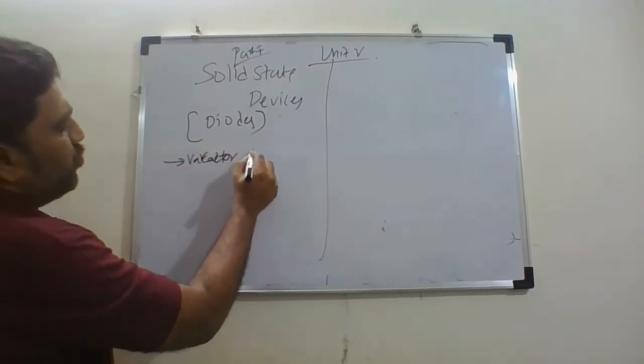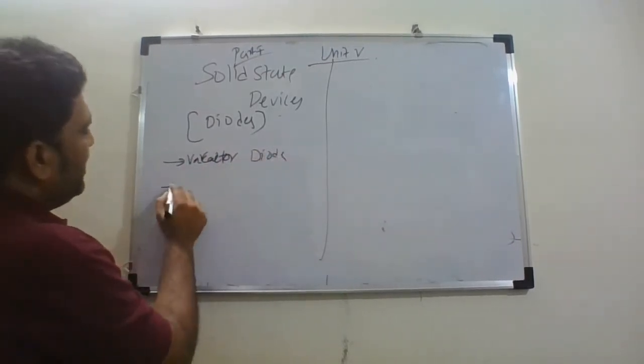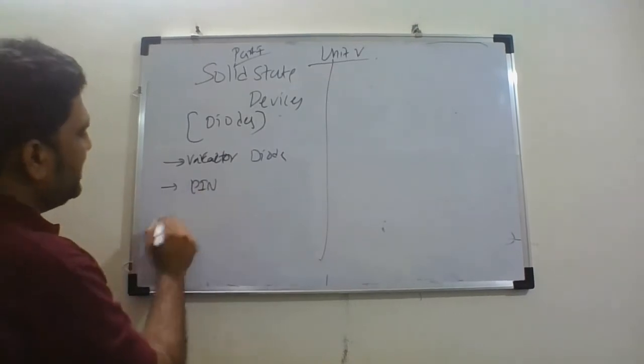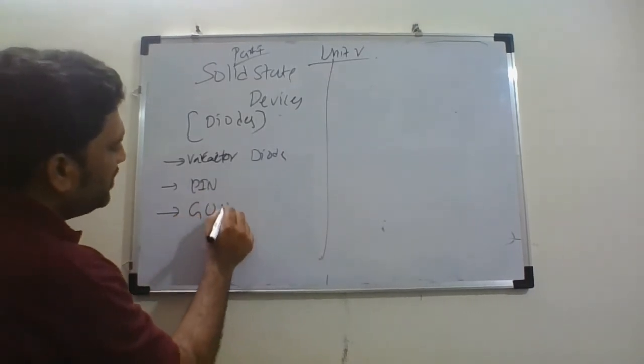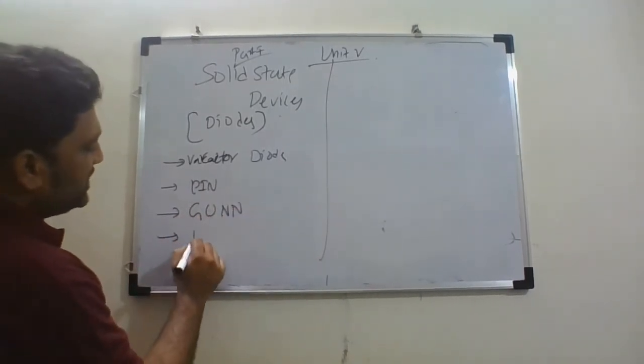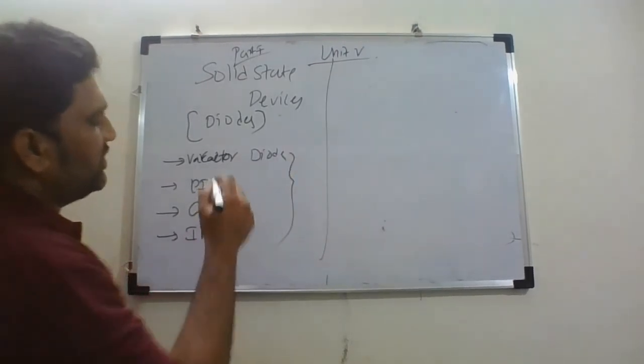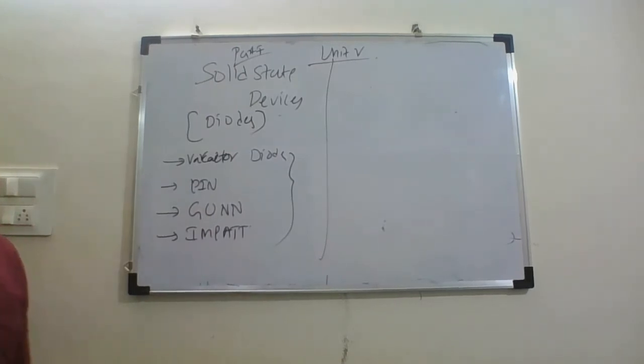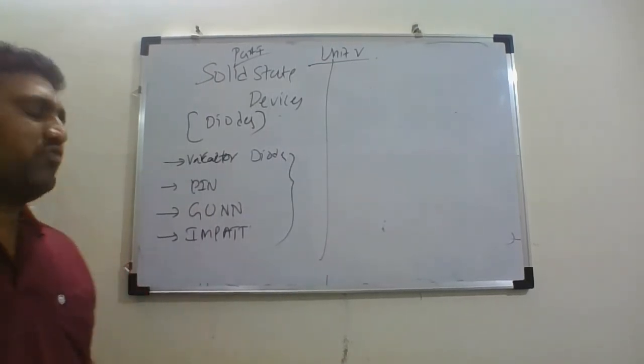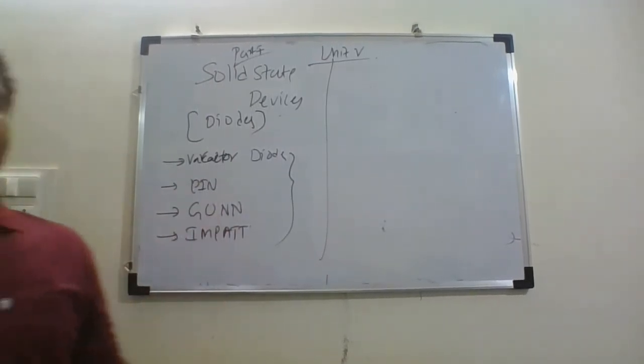Okay, one is the varactor diode, then the PIN diode, then the Gunn diode, and then the IMPATT diode. So these four diodes are all different diodes at microwave frequencies. For each diode we will be discussing their construction.